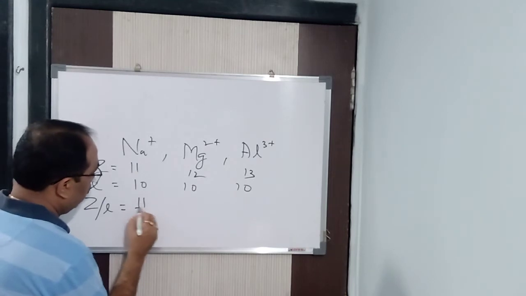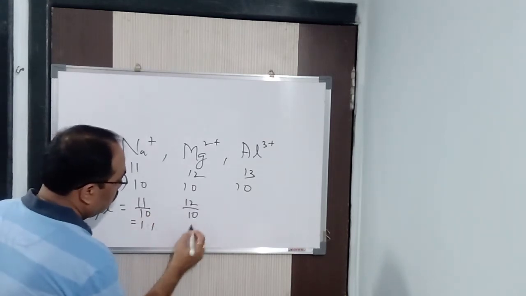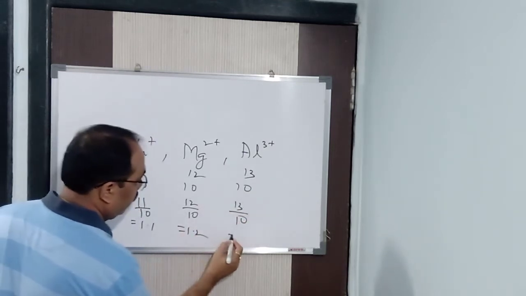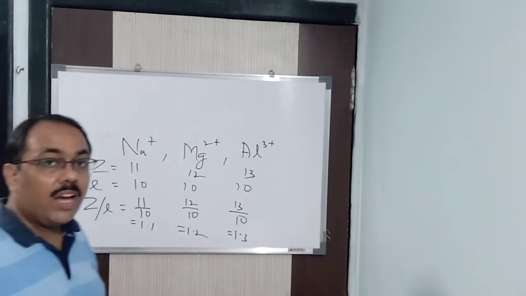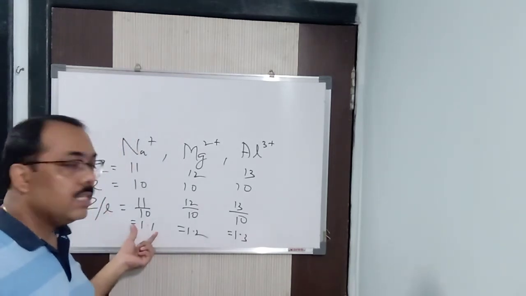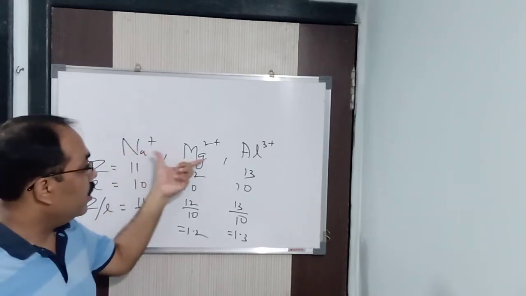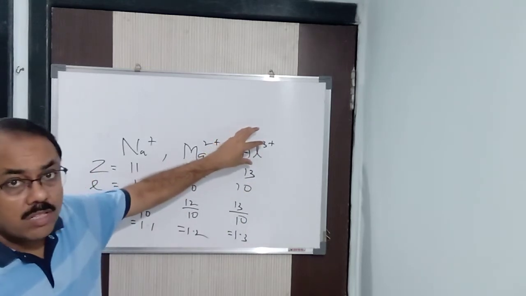So it is 11 by 10, so it is 1.1. It is 12 by 10, so it is 1.2. It is 13 by 10, so it is nothing but 1.3. So what I said, the smaller the value of Z by E, the larger the size of the ion. So sodium ion is bigger compared to magnesium and aluminum. This particular ion is the smallest.